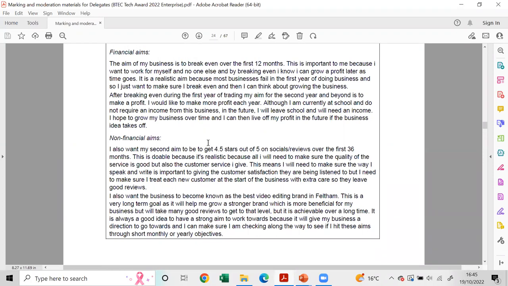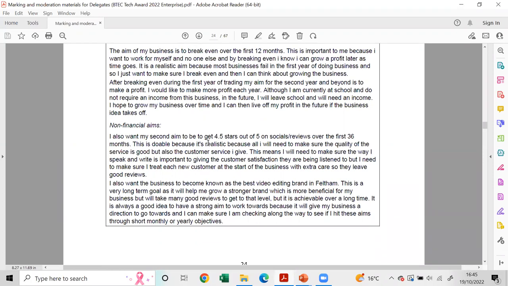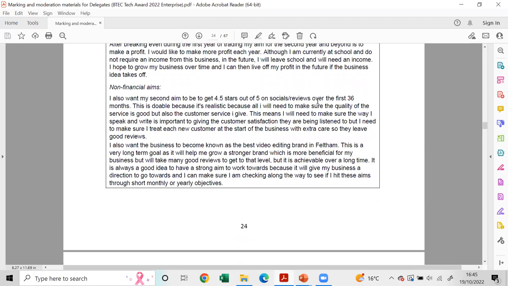Why it's important to them, you know, even after breaking even, what will that mean going beyond in the second year? They've then thought about their non-financial aim. They want to get 4.5 stars out of 5 on social reviews over the first 36 months. Again, is it a smart aim? Have they then explained it?